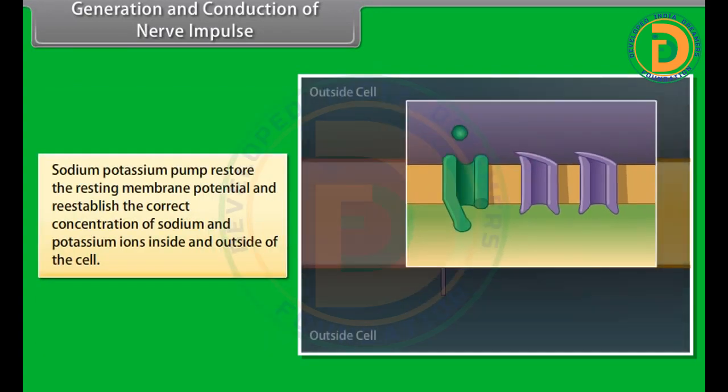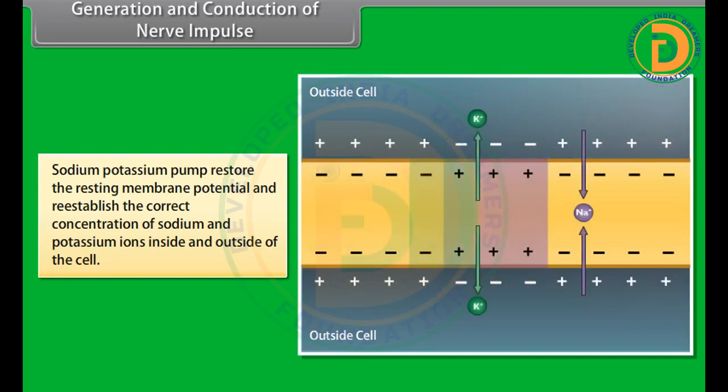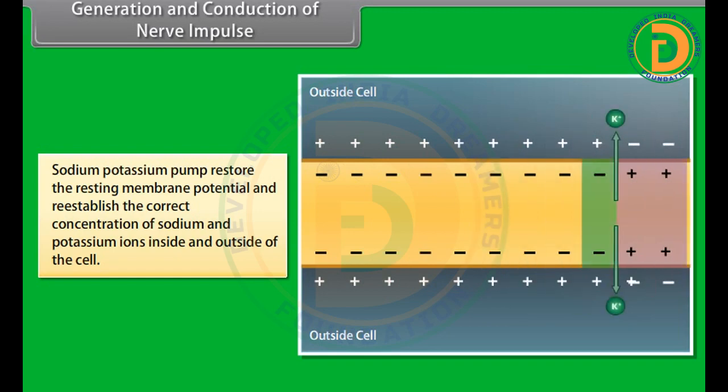The sodium-potassium pump restores the resting membrane potential and re-establishes the correct concentration of sodium and potassium ions inside and outside of the cell. Transmission of impulses.